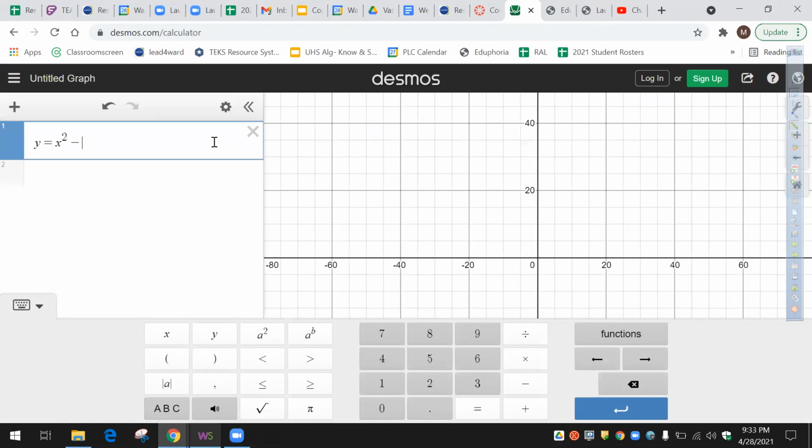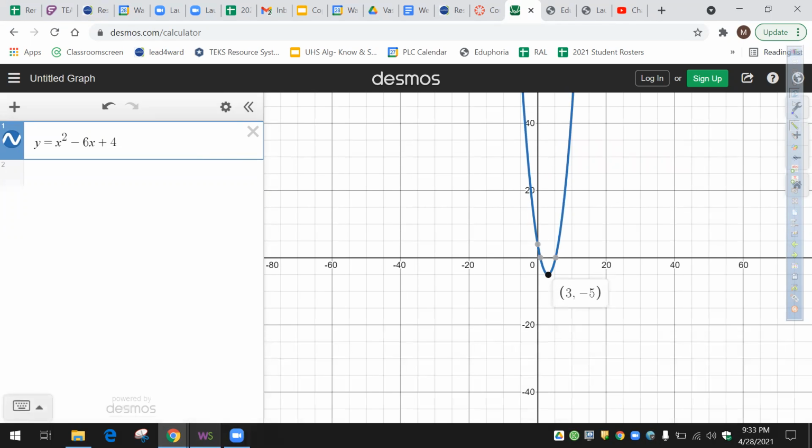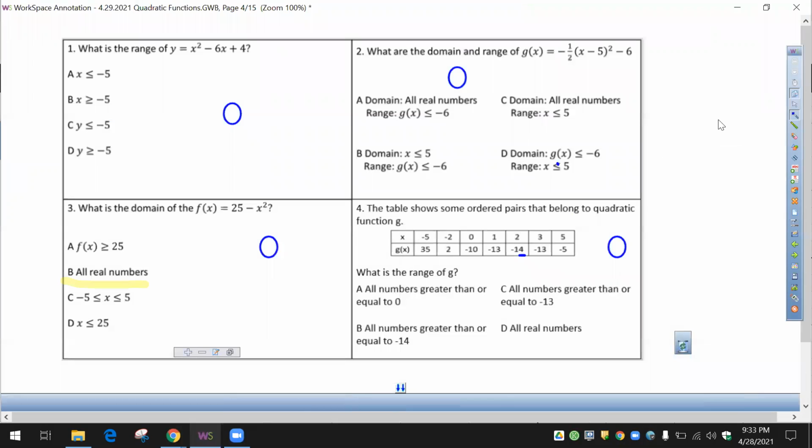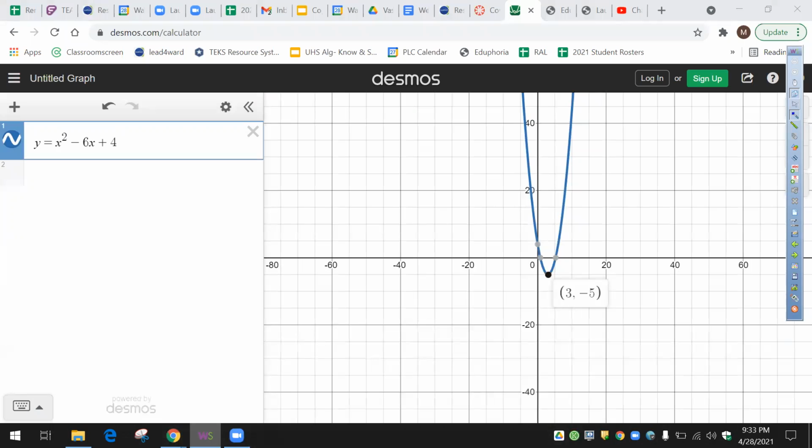So you'll graph it, and remember the vertex is the middle, right here, right? And you see how it's -5, and you know the range is Y. So you get rid of A and B. It's pointing upward, so you'd want to pick greater than.